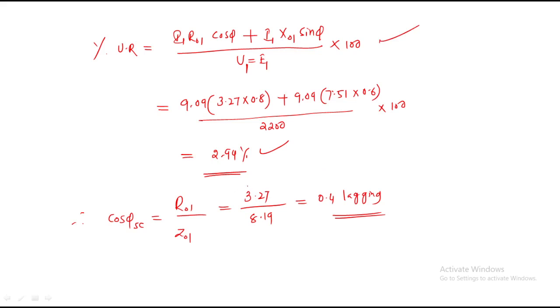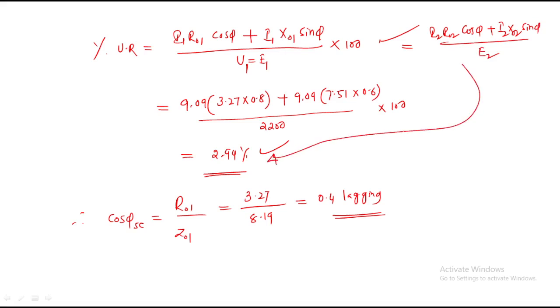Okay, R02, Z02, X02 and I2. In place of E1 you have to put E2, that is you will get I2 R02 cos phi plus I2 X02 sin phi by E2. From this also we will get the same answer.